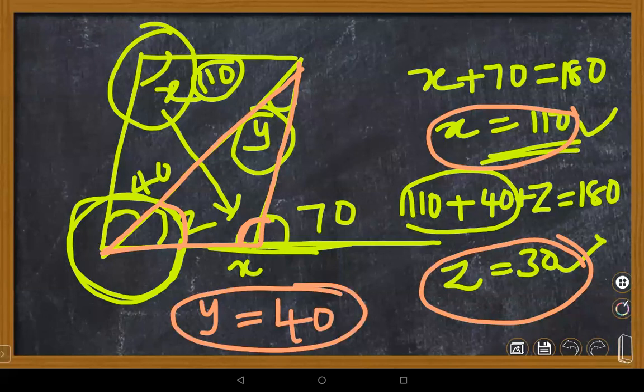Understood, Lalit? No, ma'am, I'm asking how you got this angle as 40. Which angle? Please let me know. Ma'am, can you explain from the first? I didn't understand a little bit. Okay.